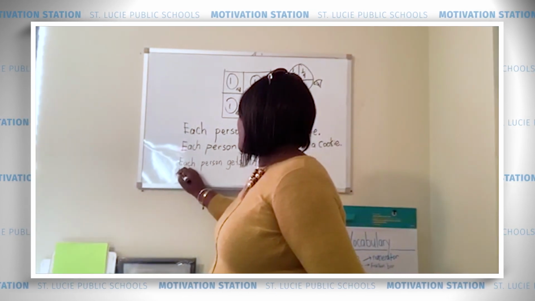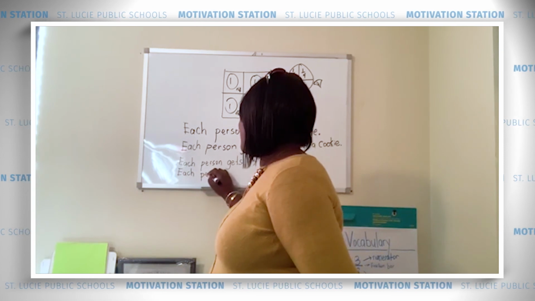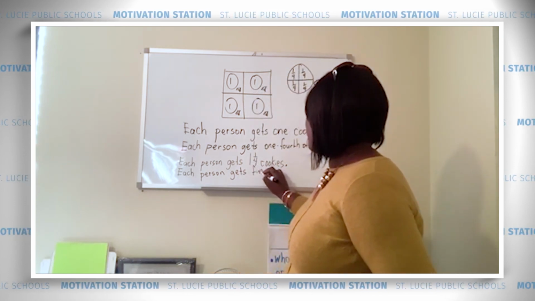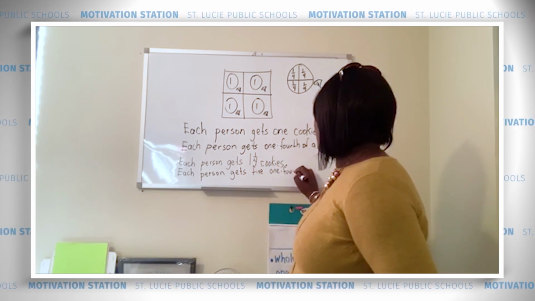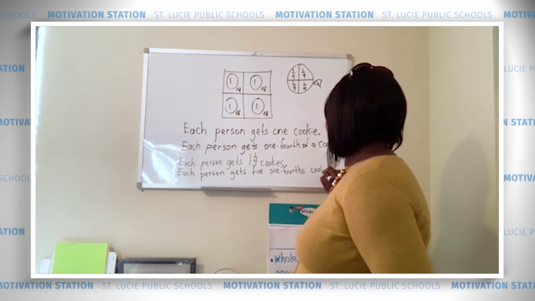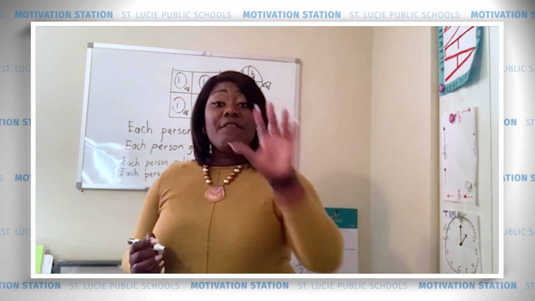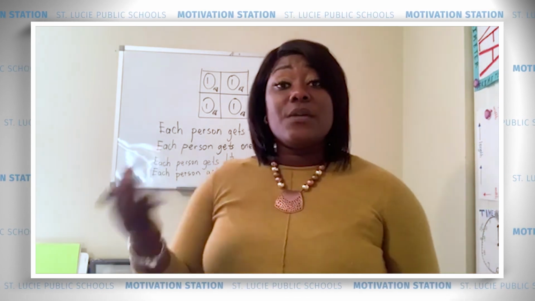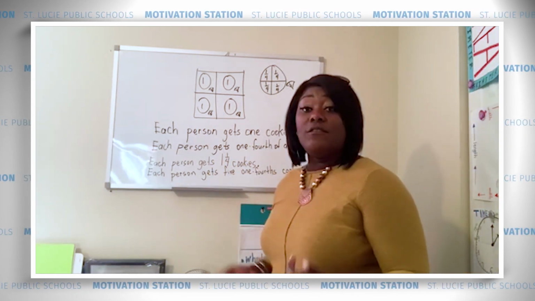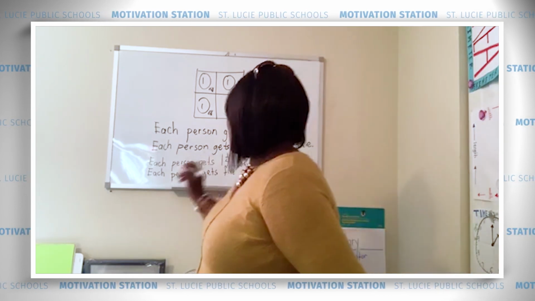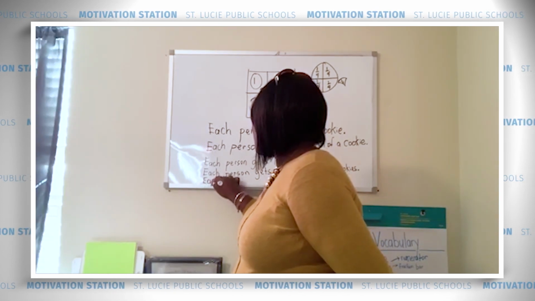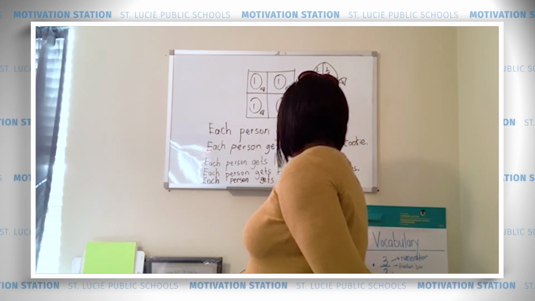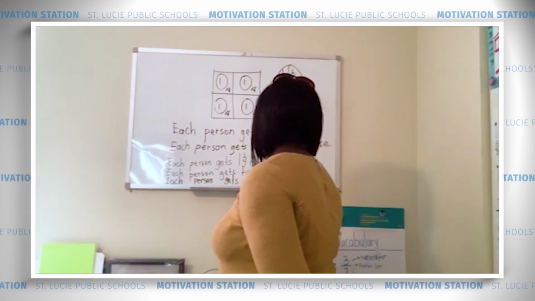Let's write that down. Each person gets 5/4 cookies. So at this point, you're going to get 5 pieces of a cookie. 4 of those pieces you can join back together like a puzzle to create a whole. So you get 1 whole and 1/4, or you would get 5/4 of a cookie. Write that down. Each person gets 5/4 cookies.